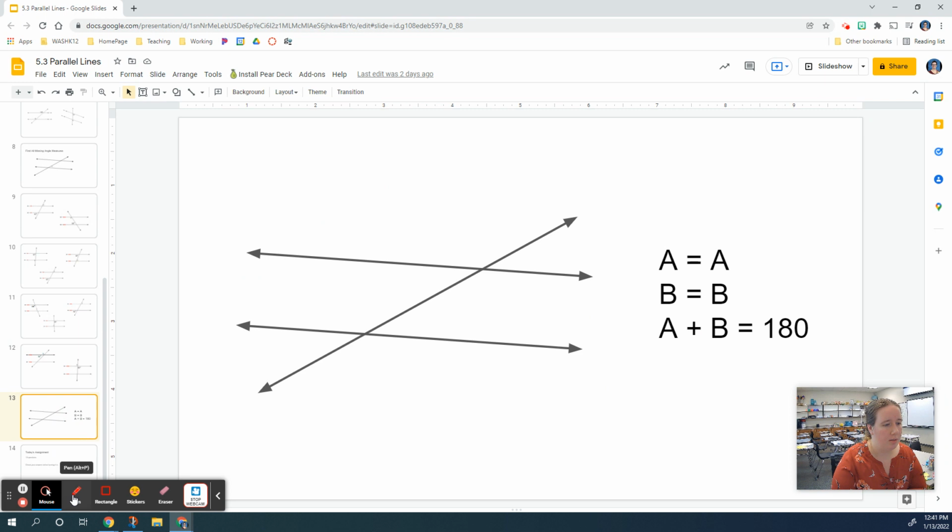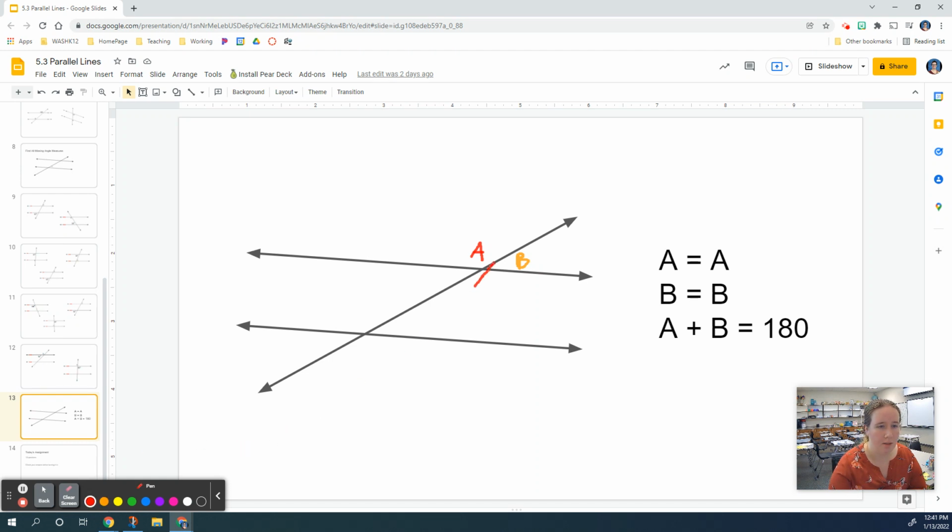So the next thing I want you to do is, if this is angle A and this is angle B, I want you to take a moment and label each of these whether they would be the same measure as angle A or angle B. So once you're ready, go ahead and press play after you've paused.